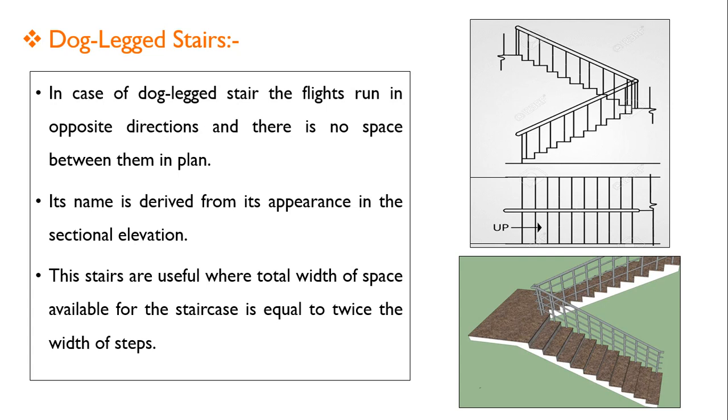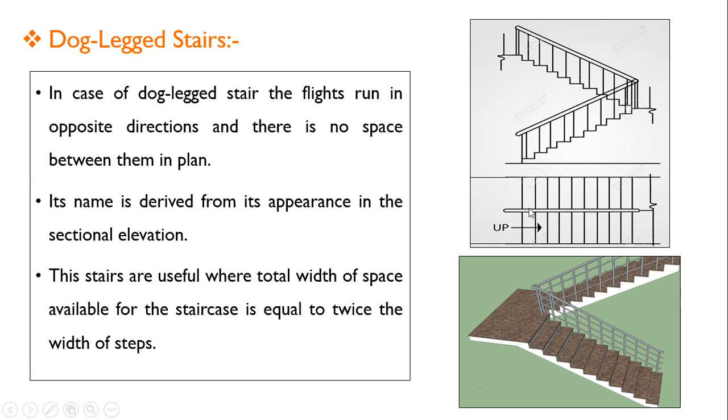Its name is derived from its appearance in the sectional elevation. In the sectional elevation, it looks like a dog leg, right? This is one direction and the second is like a dog leg. These stairs are usually useful where the total width of space available for the staircase is equal to twice the width of the steps. The total width which is available to take the staircase is twice the width of the stair or flight. In that case, a dogleg staircase is provided.